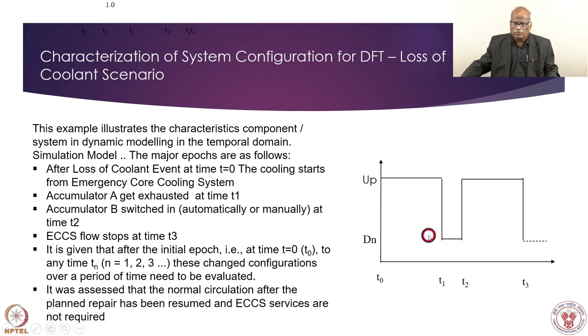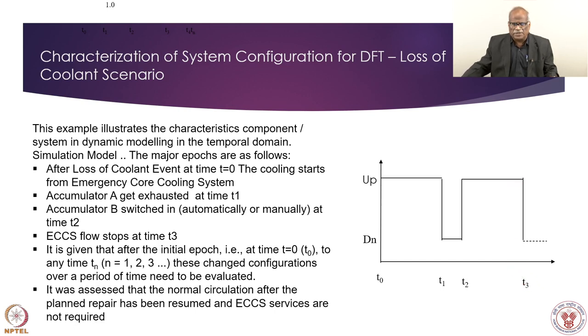Then once after some certain event, it could be an automatic or a manual event, accumulator two gets injected. So you can see at T2 time, accumulator number 2 or B comes into operation, and again the injection becomes normal. And then finally at T3, again accumulator 2 has stopped.